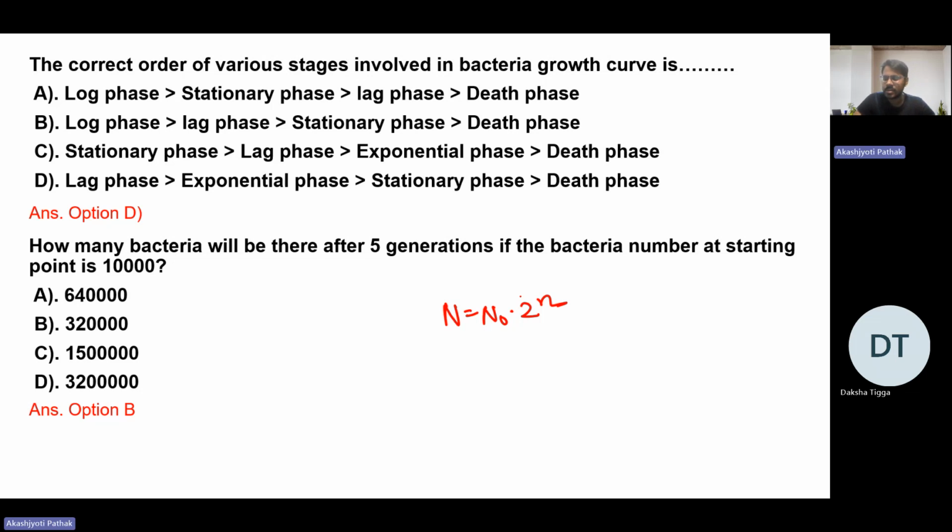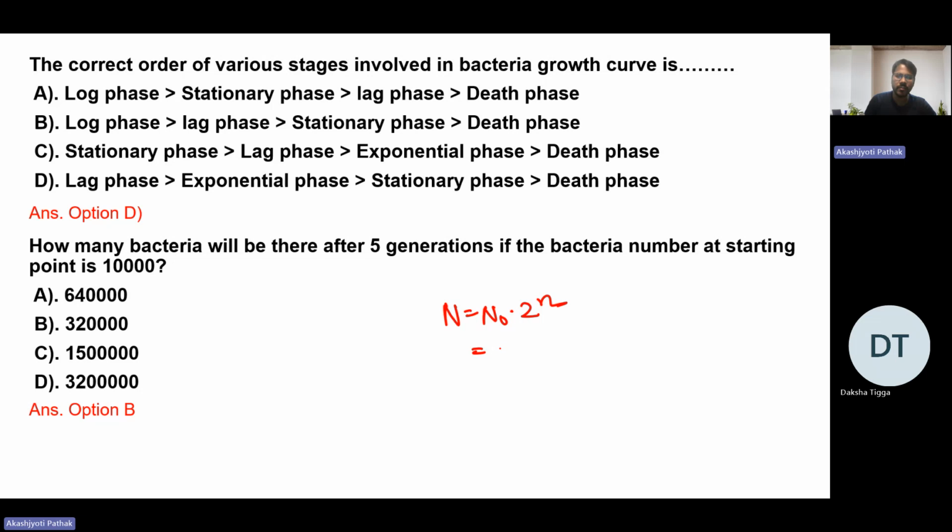In any exponential stage, N is basically the number of bacteria that will be produced after a particular time t, and N naught is the initial number of bacteria. And small n? Small n is the number of generations, or number of divisions. So in this question, what is your N naught? During this exponential phase, we follow this equation N equal to N naught 2 to the power n.